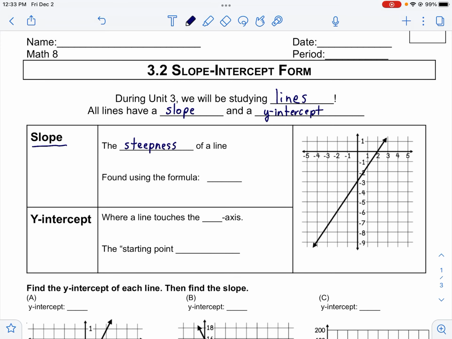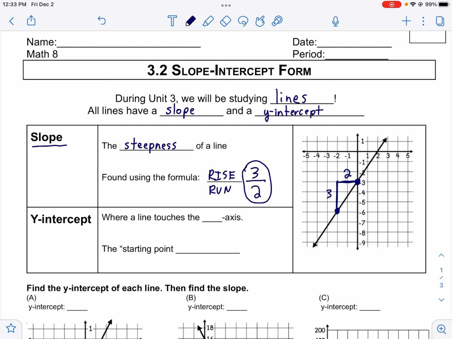And we can find slope using the formula rise over run. As a reminder, if you pick 2 points on the line and connect them with a triangle, you can count the rise over run. So in this case, the rise is 3 and the run is 2. So if we fill into our slope formula, our slope will be 3 over 2.